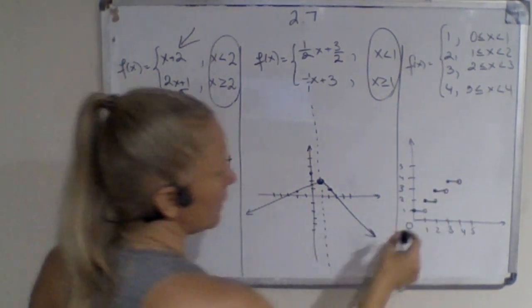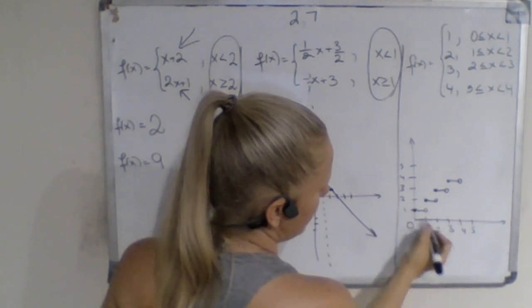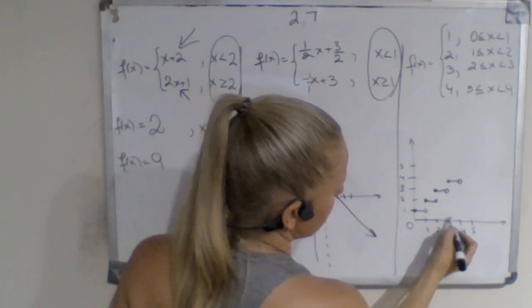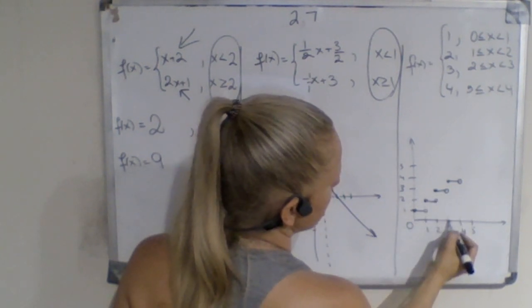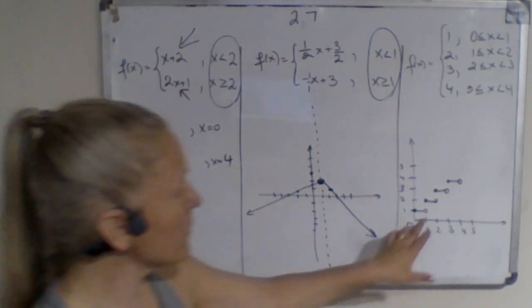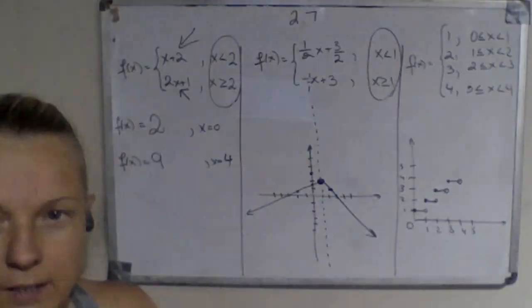Really, you just want to know what is that value in between your x's. So in between here and here, I get 1. In between 1 and 2, my function is 2. In between 2 and 3, my function is 3. In between 3 and 4, my function is 4. Most important probably is your dots, to know which ones are filled and which ones are not filled.